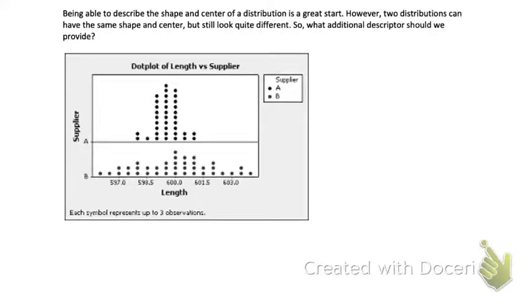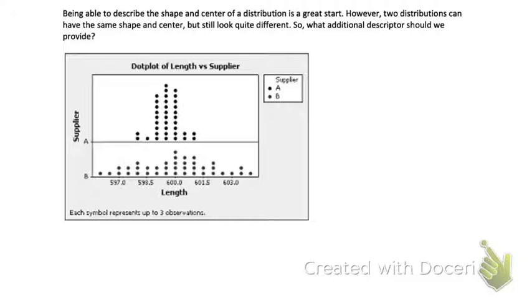So we're going to continue our discussion of how to describe quantitative data using numbers. We're going to continue that today. Being able to describe the shape and the center are really important, right? We want to be able to describe whether it's approximately symmetric or skewed or whatever. We want to be able to tell where the mean and the median are. But we can have distributions that have very similar shapes and very similar centers, but they are very different distributions.